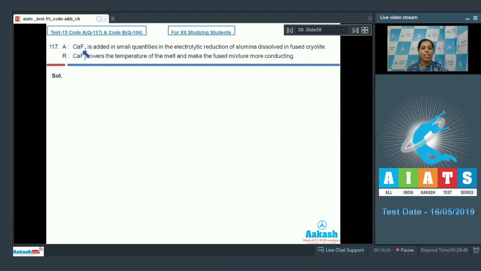Assertion: CaF2, calcium fluoride, is added in small quantities in electrolytic reduction of alumina dissolved in fused cryolite. This is the correct statement. CaF2 is added to it. So I'll just mark here the correct tick mark. Further, reason: CaF2 lowers the temperature of the melt and makes the fused mixture more conducting. Yes, this is also true. After addition of CaF2, the conductivity is increased and temperature is lowered. Reason is correct. Reason is explaining the assertion also. That's why I'll mark option 1 as the correct option.